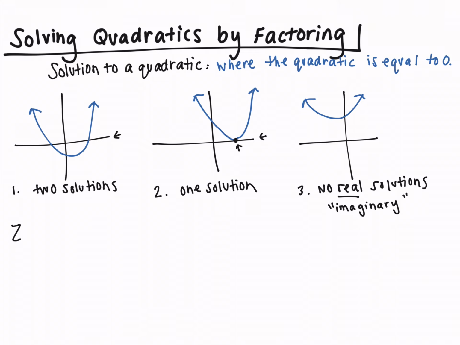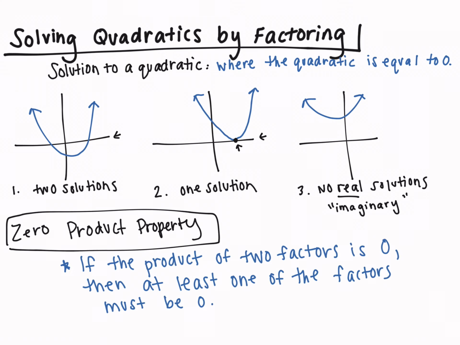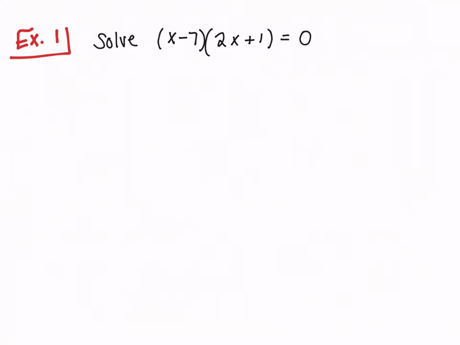The zero product property actually says something that you already know, but you probably just didn't know it as this property. It says if the product of two factors is 0, then at least one of the factors must be 0. This is kind of going off of the fact that anything times 0 is 0. It's something you already know, but we're going to use it in this section in order to solve by factoring. So let's start with an example to go over how the zero product property actually works.